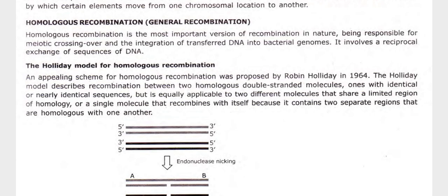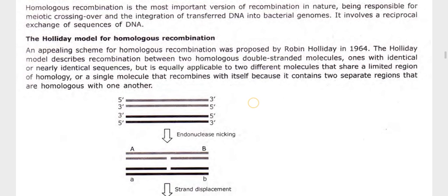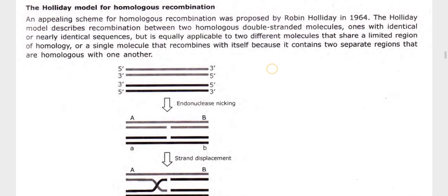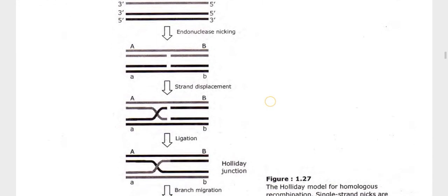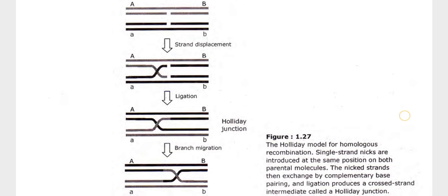An appealing scheme for homologous recombination was proposed by Robin Holliday in 1964. The Holliday model describes recombination between two homologous double-stranded molecules, one with identical or nearly identical sequence, but is equally applicable to two different molecules that share a limited region of homology, or a single molecule that recombines with itself because it contains two separate regions that are homologous with one another. Endonuclease nicking, then strand displacement, then ligation, and Holliday junction.